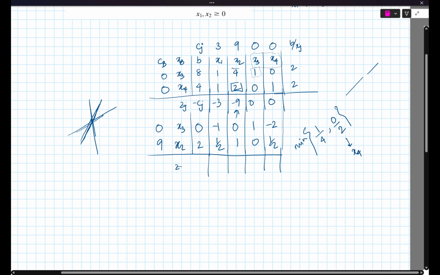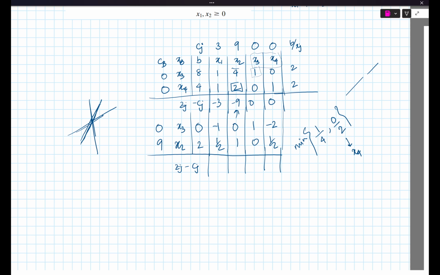So I have zj minus cj, and this will be 9 by 2 minus 3, which is 3 by 2, right? Minus 9 is 0. This is 0. This is 9 by 2. So this is positive.